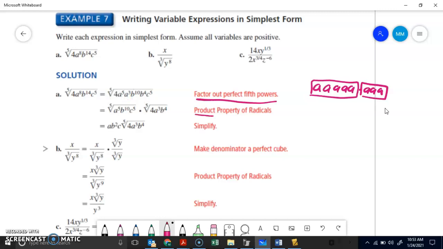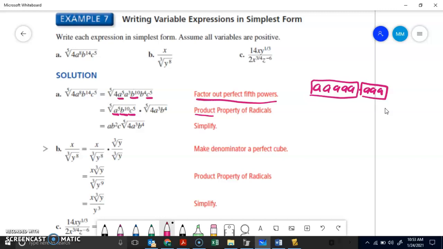Now I'm going to use the product property and separate them. The 4 is not a perfect fifth root. Remember, it has to be perfect to get out. So we're going to take the a to the 5th, which is perfect, the b to the 10th, which is perfect, and again, it's perfect because it's divisible by 5, and the c to the 5th, which is perfect. So we'll take the perfect ones out and divide those.